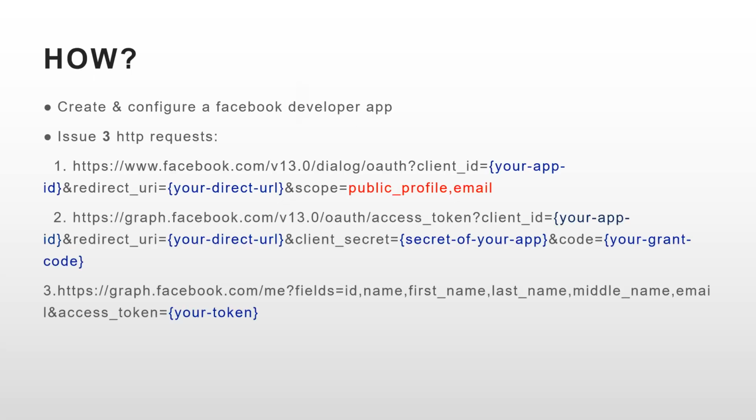To get Facebook data manually, there are 2 steps. The first step is you need to create and configure a Facebook developer app. The second, you need to send 3 HTTP requests manually. Okay, let's get started step by step. First, let's create a Facebook developer app.